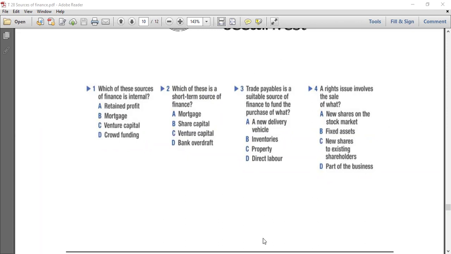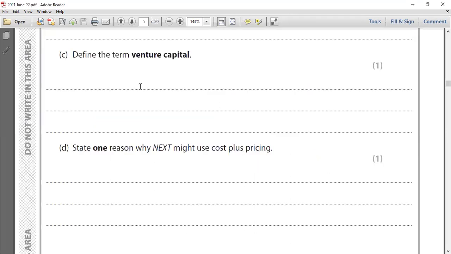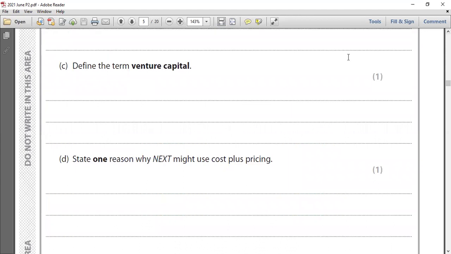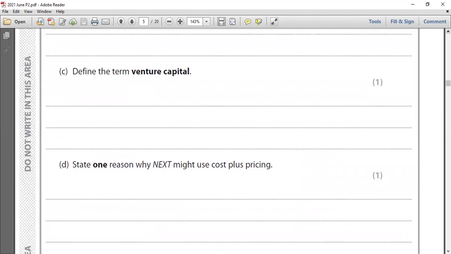Okay. Now there are some past questions. So I'd like to go through the 2021 June paper 2. We can see that there's a define question, the small question. We start with the small question. They're asking, define the term venture capital. This is a 1 mark question, no need of application. No need to use the case study also. This is just a define question. Define the term venture capital.